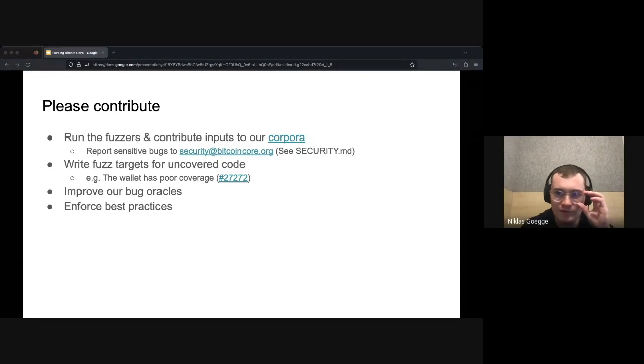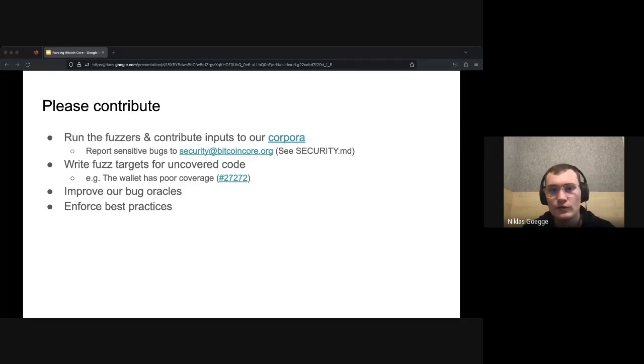All right, now sort of a call to action. If you want to contribute, the easiest thing you could probably do is run the fuzzers and contribute the inputs back to our corpus. If you do find bugs, sensitive bugs, please report them to our security mail. You can also see the security doc in our repo. If you're not sure if it's a security issue, still just report it to the email.